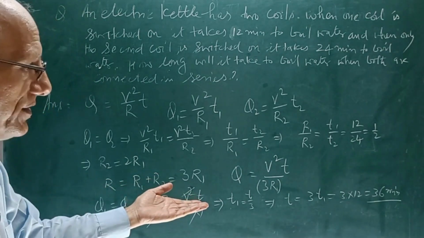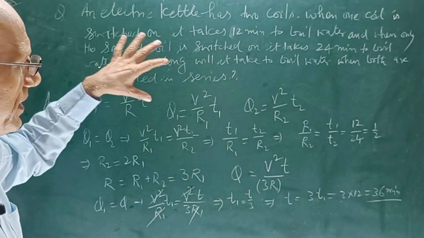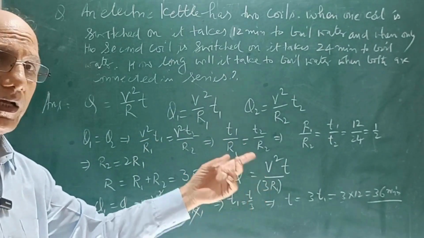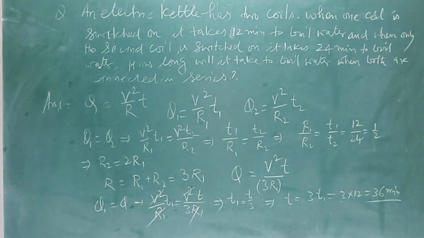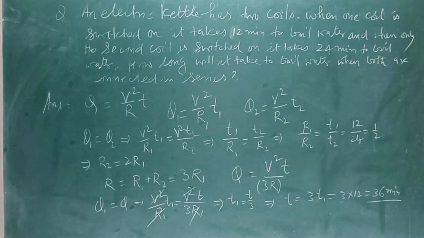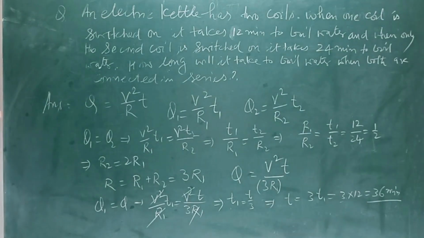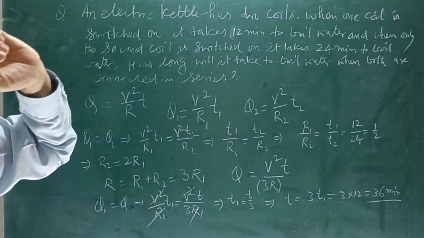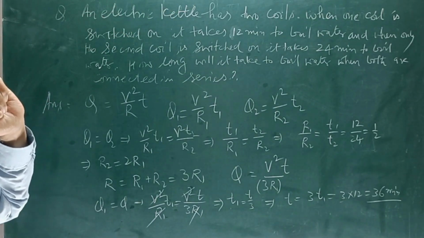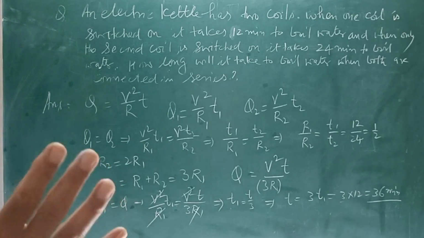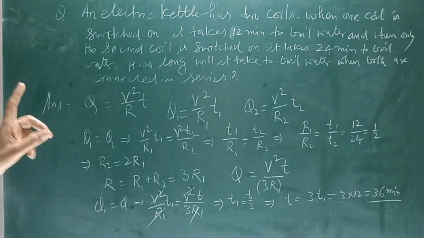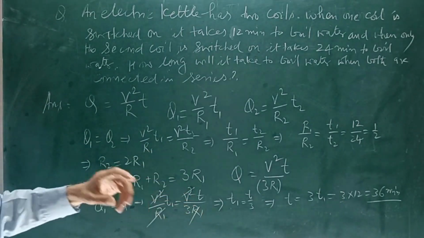So when you connect them in series, it will take 36 minutes because the resistance is larger and the heat generated is inversely proportional to the resistance. It is not I square R, it is V square by R. So the student gets confused about where I square R is to be taken and where V square by R is to be taken. In case of series, when the current is the same, you can use I square R to see in which place the heat will be generated more. But not in this case.